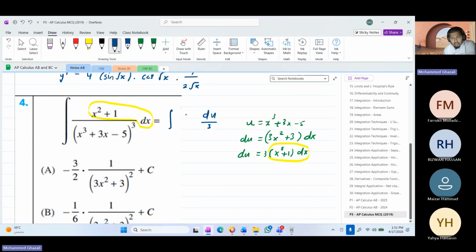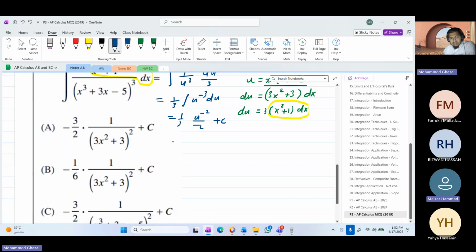And what is this? 1 over u cubed. You can take out 1/3 out of the integral, and that's the integral of u to the power negative 3 du. That's 1/3 times u to the power negative 2 over negative 2 plus c. And what is u? The entire function here. Are we good, guys? So what's the answer? Negative 1 over 6 times 1 over u squared plus c. It's basic u substitution, all right?